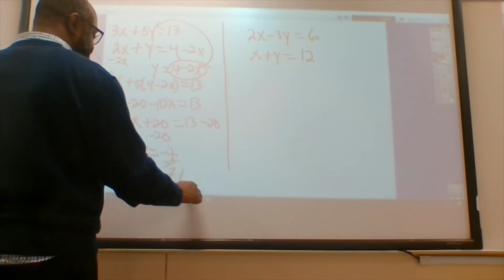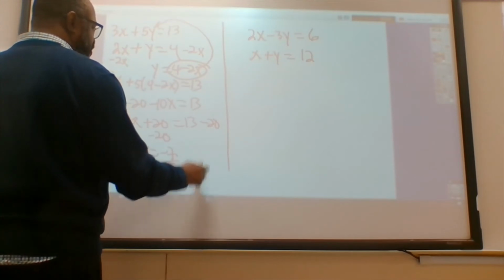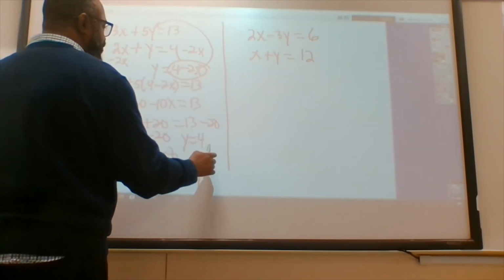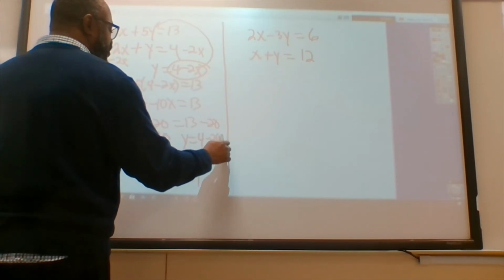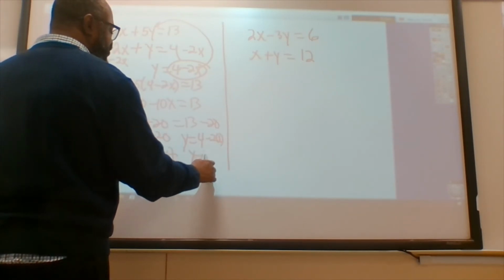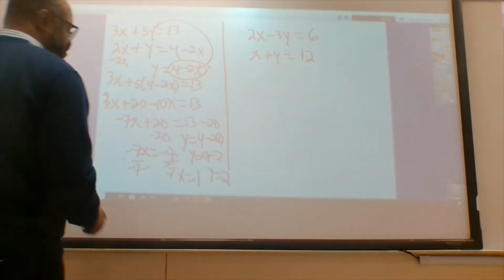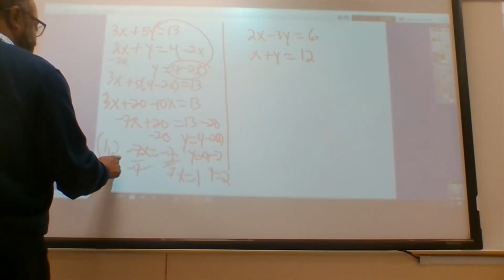And I'm going to come here, replace it here. I will have y is equal to 4 minus 2 times 1. y is 4 minus 2. y is 2. My solution is 1, 2. See the solution on the blackboard.